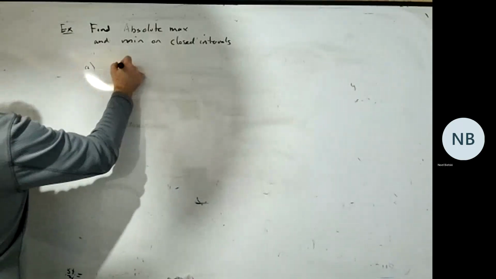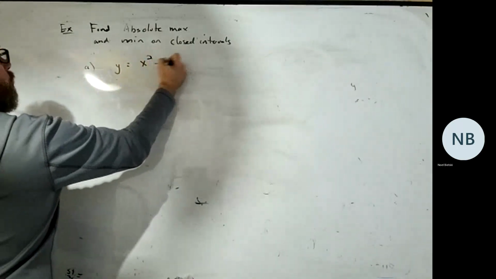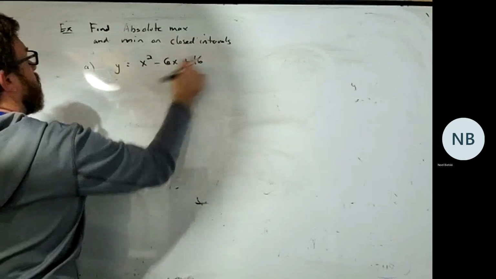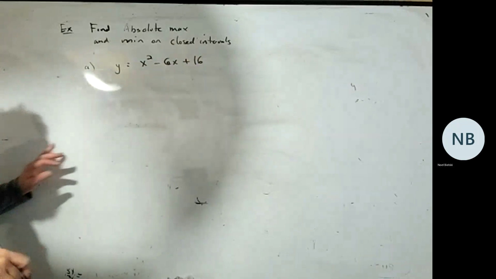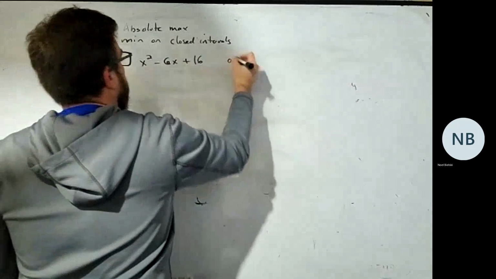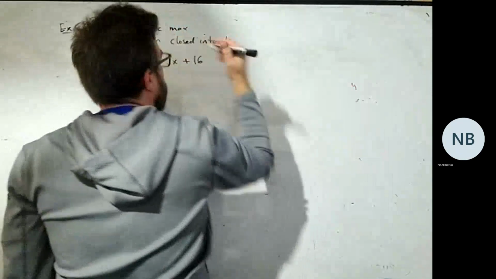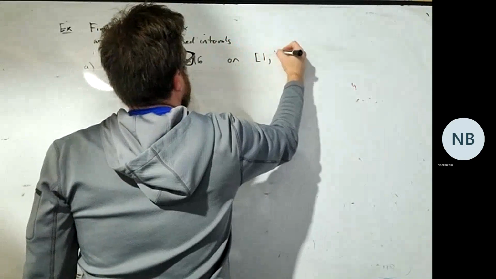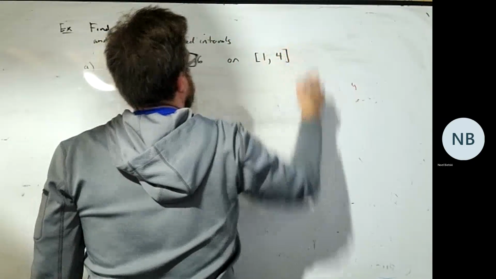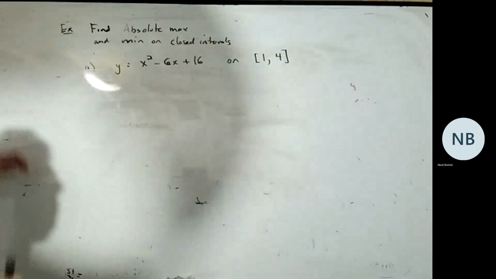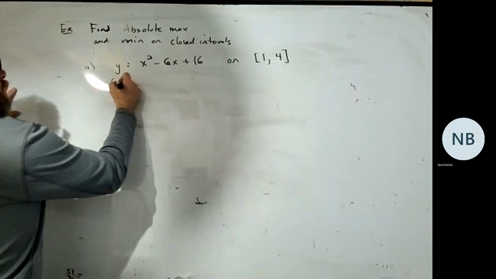So say y is equal to x squared minus 6x plus 16. If I want to determine its absolute max and absolute min on the interval from 1 to 4, the first thing I have to do is find its critical points.